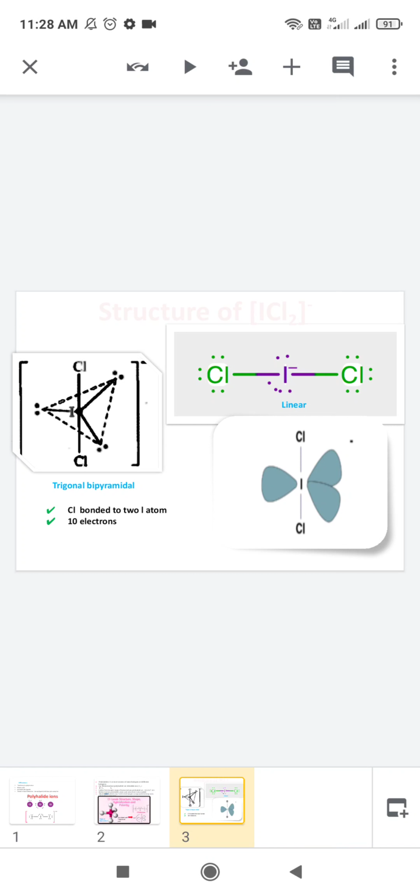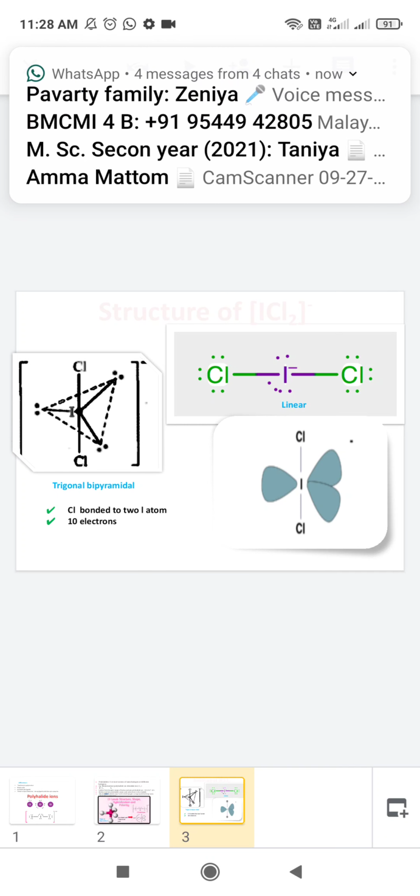And the geometry is again trigonal bipyramidal, and if we avoid the lone pairs of electrons, the actual structure is linear in geometry. Since we have to arrange the lone pairs of electrons in the equatorial position, we have to reduce the repulsion. So this is the geometry of the ICl2 minus.